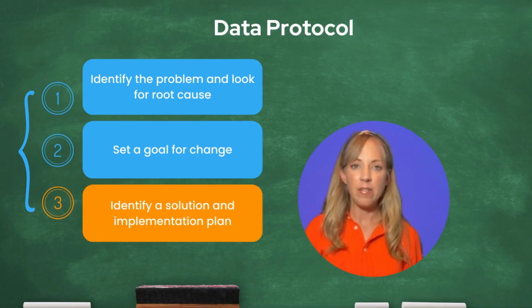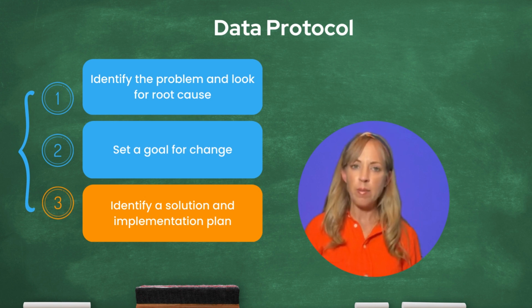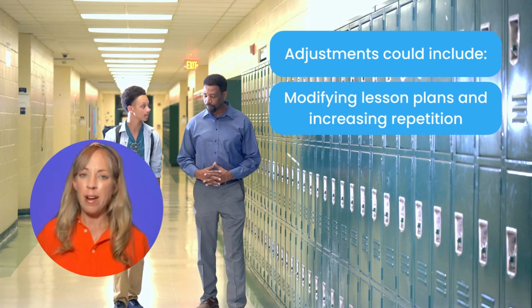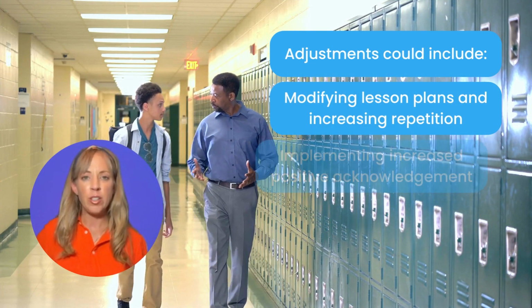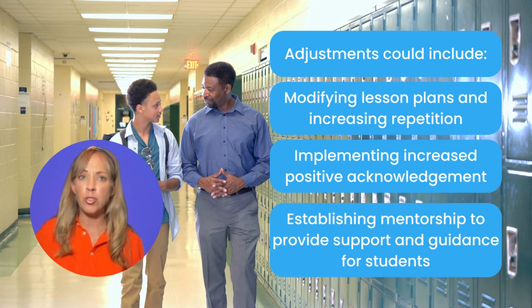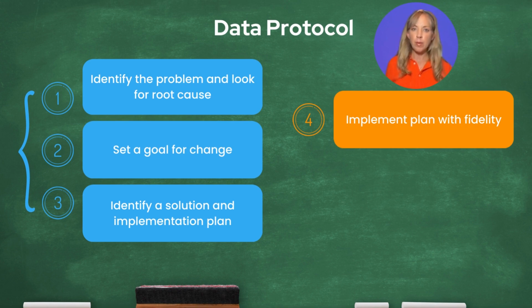Then, identify a solution and an implementation plan. Determine what adjustments need to be made to the Tier 1 intervention structure to achieve the desired result. The adjustment may include modifying lesson plans and increasing repetition, implementing increased positive acknowledgement, or establishing mentorship to provide support and guidance for students. Now, implement the solution with fidelity.